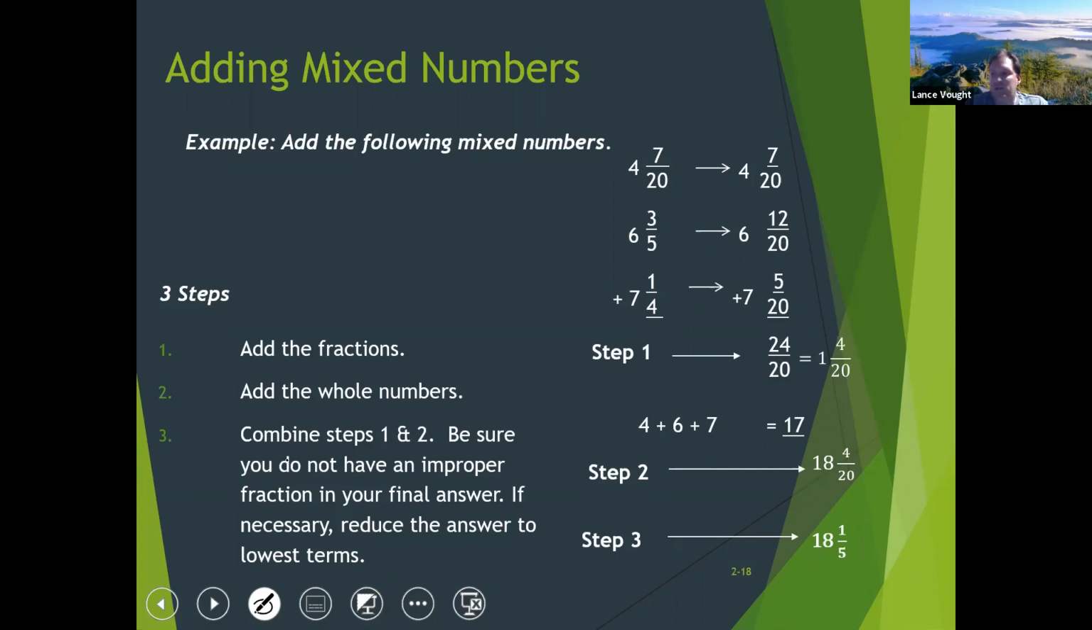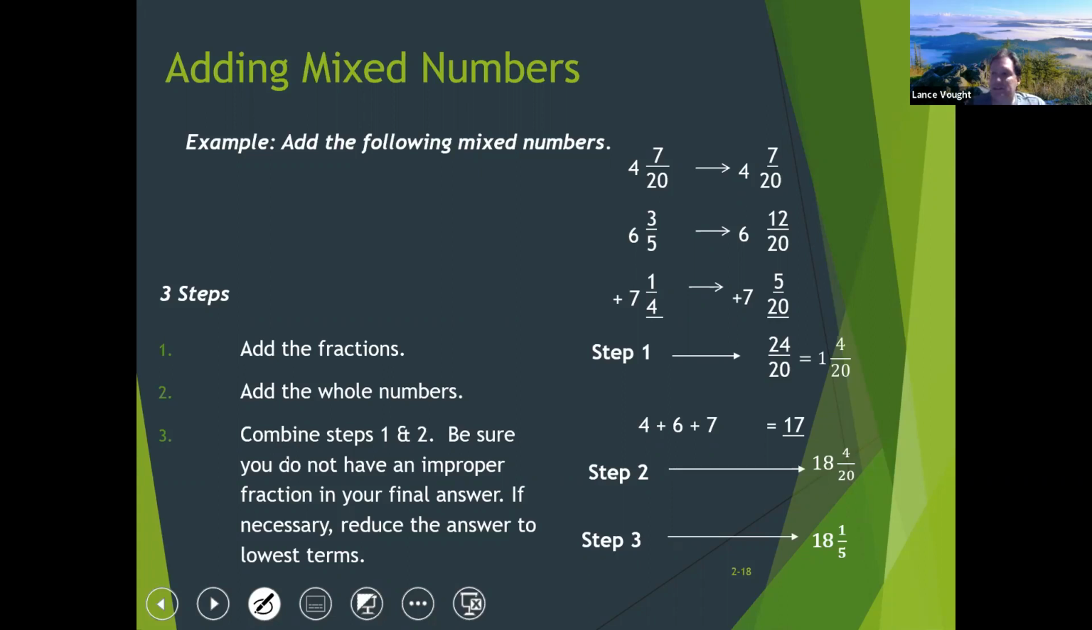If you want to do them first, that's fine, but you might want to wait until after you've converted the fractions and then see if you have an improper fraction, convert that to a mixed number, then add those whole numbers. Whatever's more comfortable for you is fine. But the reality is if you have 4 and 7/20, 6 and 3/5, and 7 and 1/4, the 4, the 6, and the 7 are going to be added together no matter what. So you have at least 17 in the whole number section.